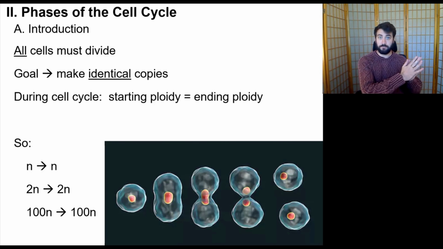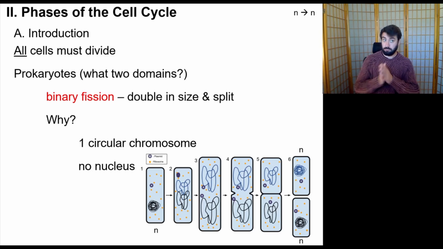So, we keep saying that all cells need to divide, and we keep talking about specifically eukaryotic cell division and mitosis. How do prokaryotes do it? Also, quick question, maybe a bit of a throwback. Which two domains are included in prokaryotes? You guys remember? Archaea and bacteria, right? So prokaryotes do something called binary fission.